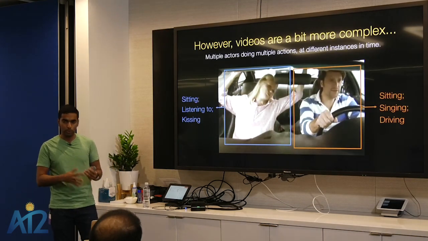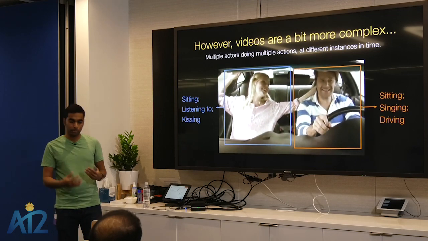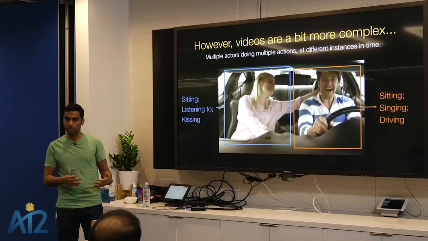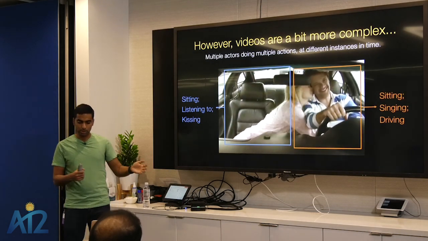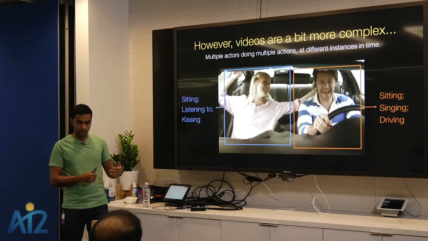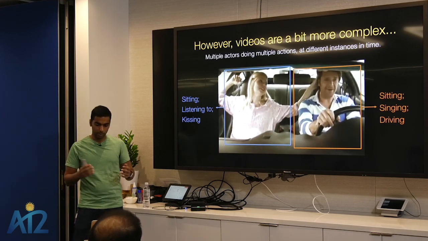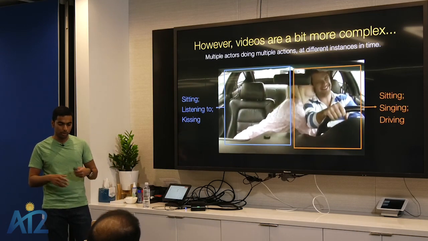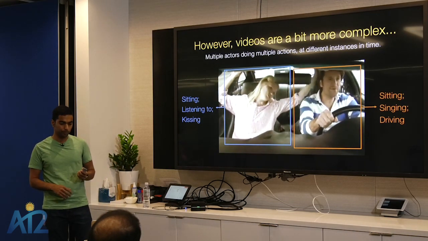But obviously, videos are a bit more complex than that. You have multiple different actors doing different actions at any given point in time, and you ideally want to recognize all of those actions at any given time instant. So for example, here the woman is initially sitting and listening to the person, and eventually kissing, and the man is sitting, driving, and singing. So each of them is doing a whole bunch of actions at any given point in time, and ideally we want to recognize all of that.